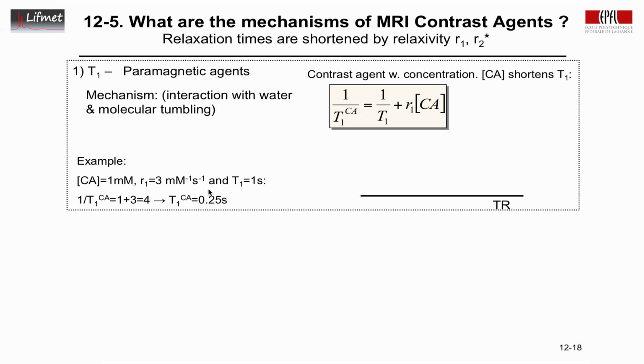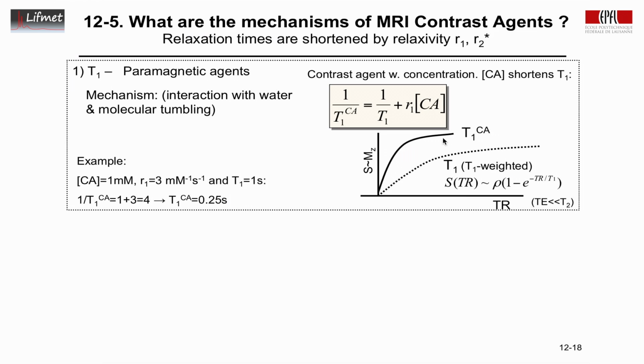So if we look at the signal, in this case on a T1 weighted image, it's proportional to the Z magnetization, so it's T1 weighted. We're looking at this expression here, and we have assumed for the experiment that the TE is much shorter than T2. This is in the absence of the contrast agent, and in the presence of the contrast agent, the recovery to thermodynamic equilibrium is much faster. So if we measure at a relatively short TR, the signal becomes bright in the presence of the contrast agent. So these paramagnetic agents lead to a brighter signal on T1 weighted images.